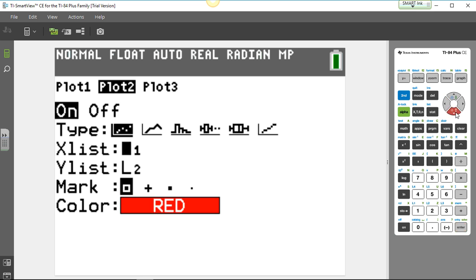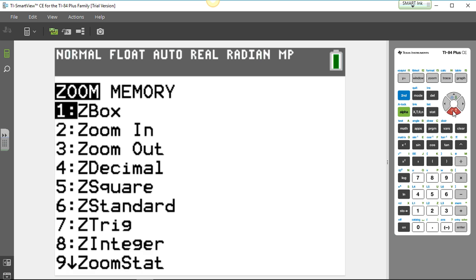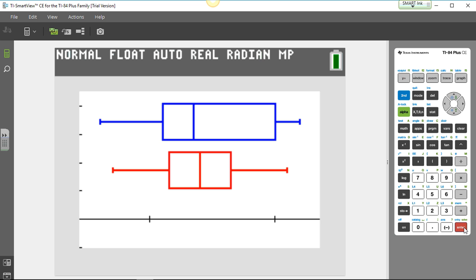I need to switch this to a box plot with outliers. Remember, outliers for the t-distribution is what we're afraid of. So we're going to look at the box plots. I need to change my list here. What do I need to change the red one to? You guys remember how to change it to L2? Second 2. And then I'm going to hit zoom. And then where am I going to go? 9 for stat, right? And this is what you have. Do you have that?